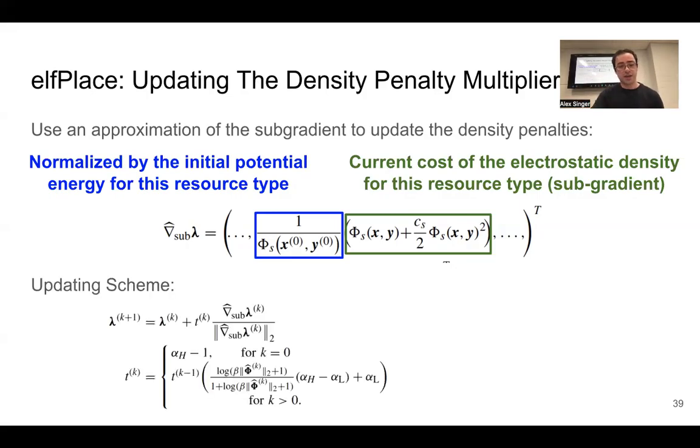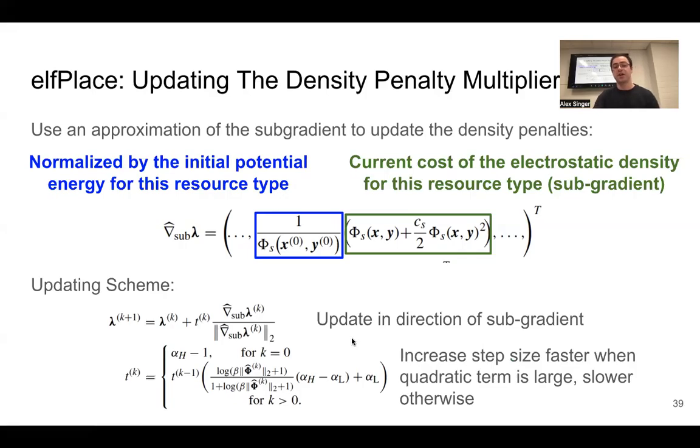And then they have this crazy updating scheme, but to explain it, it's basically: update your lambdas in the direction of the subgradient. And this next part says, increase the step size, or increase lambda, faster when the quadratic term is large and slower otherwise. That's what this means. I don't want to go too in depth into the exact math of this, but this is essentially how they update the lambda terms. They set it equal to that initial lambda from the beginning, and they update this using the magnitude of the subgradients.